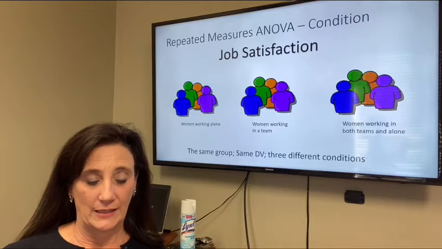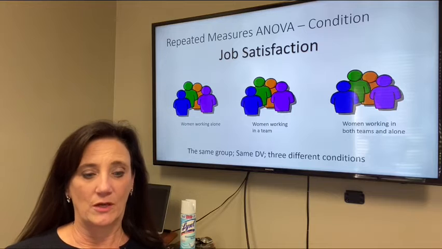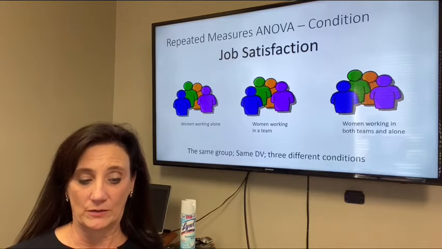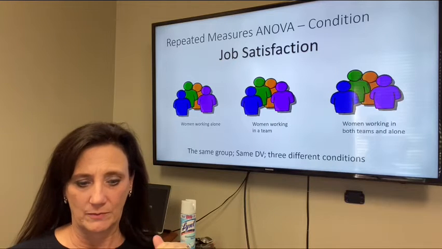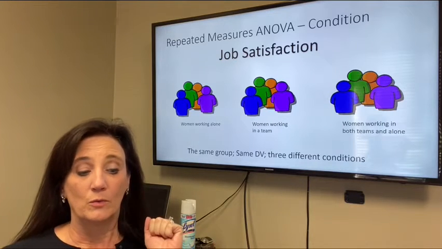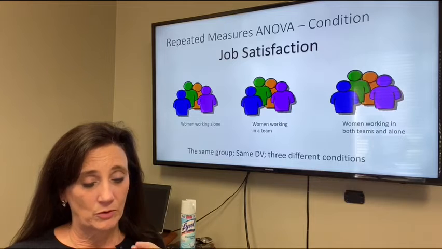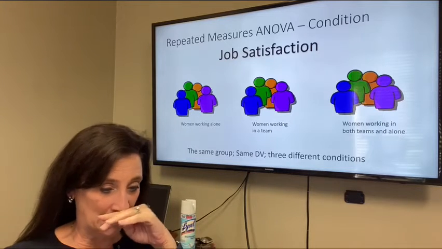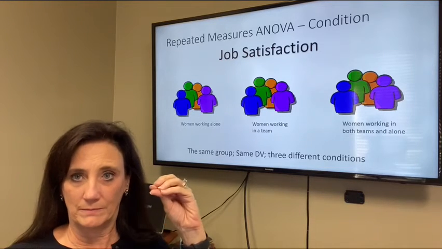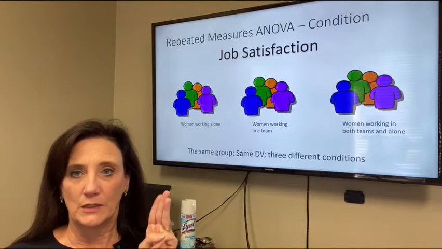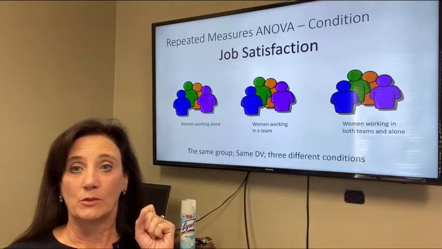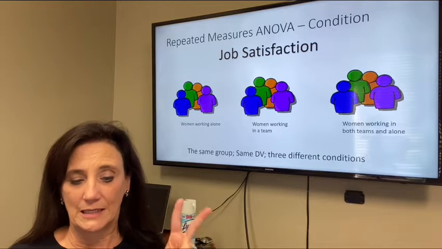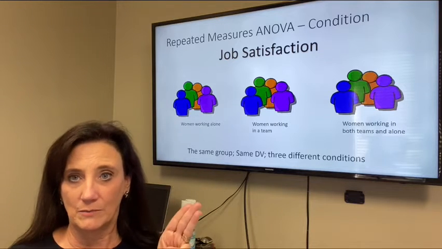Another way of looking at a repeated measures ANOVA is across condition. Again, the dependent variable remains the same, job satisfaction. We've got the same group of people. In this particular case, we're going to do women. We have 3 different conditions: the job satisfaction of women who work alone, who work in teams, and who work in both teams and alone.